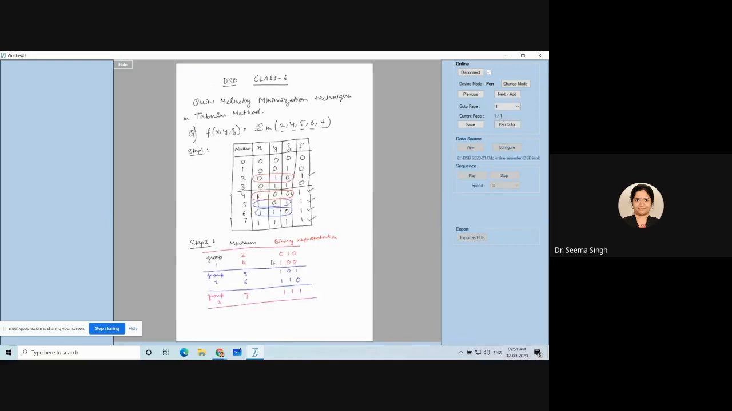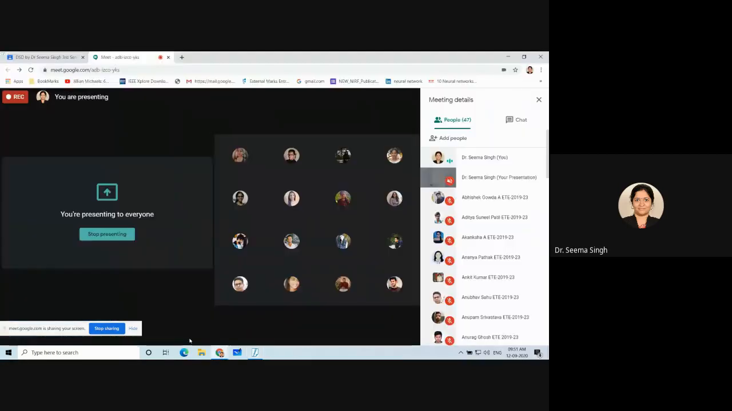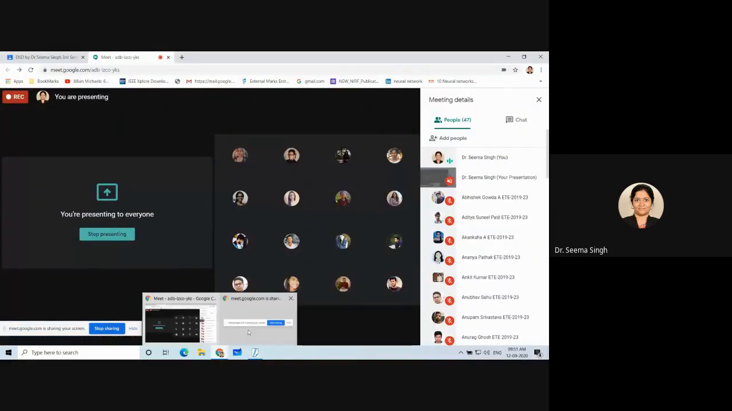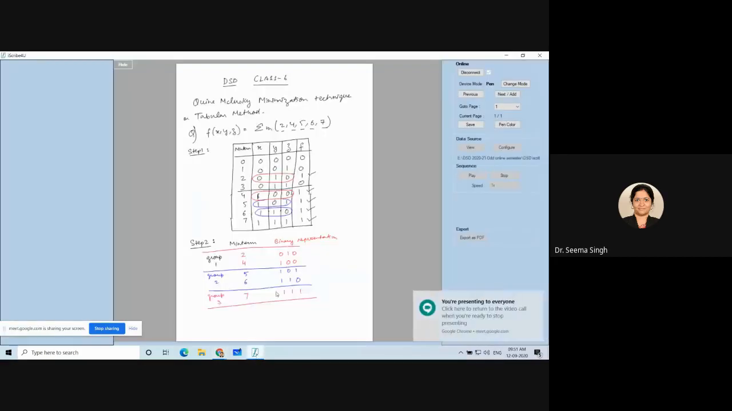Now here you see what I am trying to say is you need to do pairing or grouping. Now what do you mean by pairing or grouping? We pair our adjacent group by seeing one bit change. One bit change means you have to do it pair by pair.